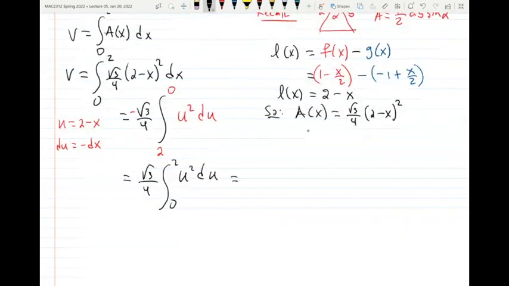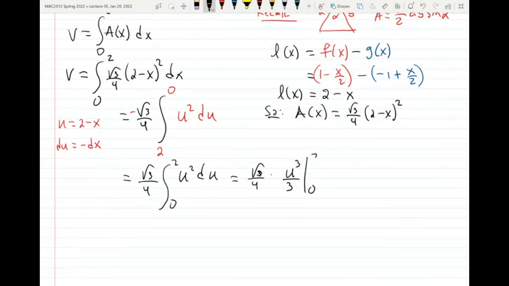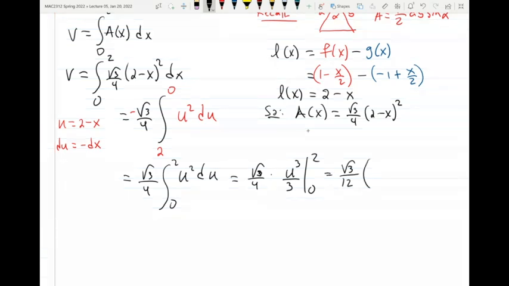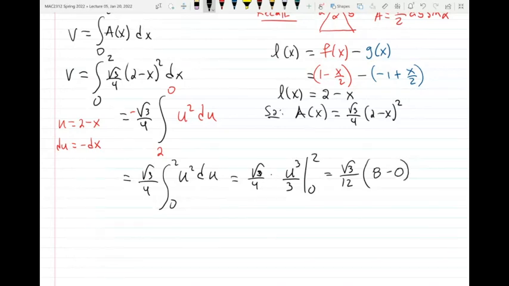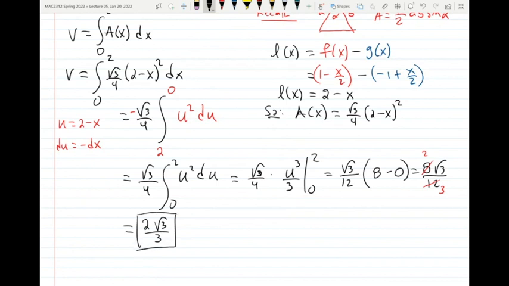Now we integrate. So square root of 3 over 4 times u cubed over 3 from 0 to 2. So we get square root of 3 over 12 times 2 cubed, that's 8, minus 0. So that's 8 square root of 3 over 12, and we can simplify this. So we get 2 square root of 3 over 3. That's the volume.